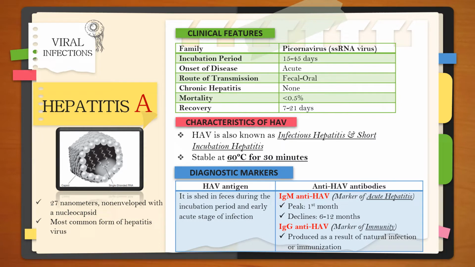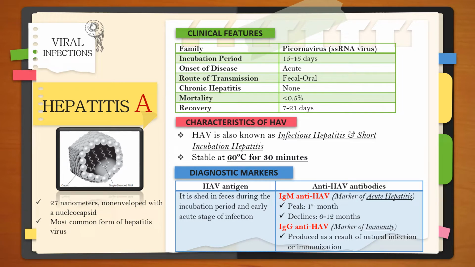So, as for hepatitis A virus, this is a 27 nanometer non-enveloped virus with a nucleocapsid that belongs to the picornavirus family, which is a single-stranded RNA virus. And take note, class, that hepatitis A virus is the most common form of all the human hepatitis viruses. It has an incubation period of 15 to 45 days only, and that is the main reason why it is termed as the short incubation hepatitis.